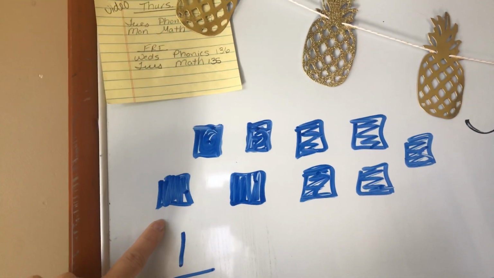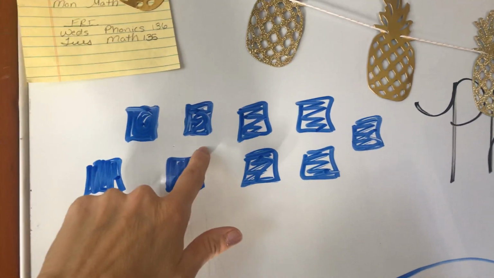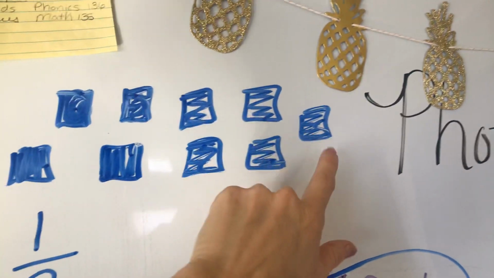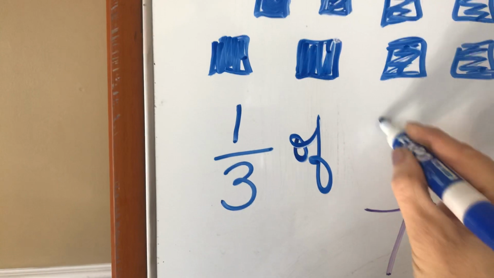Count with me. 1, 2, 3, 4, 5, 6, 7, 8, 9. So we can say 1/3 of 9.